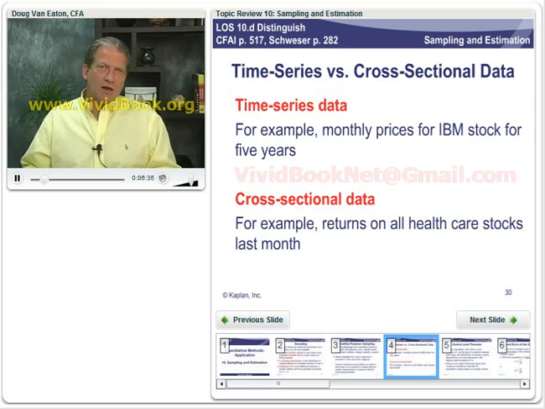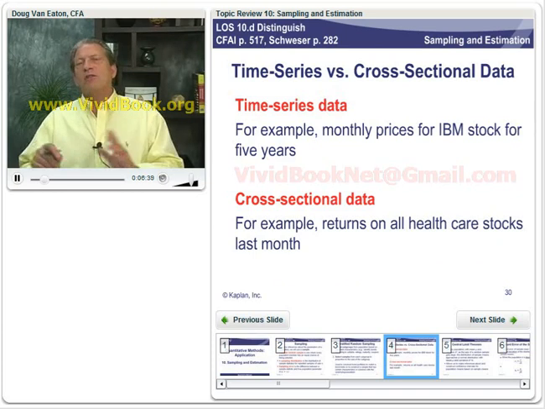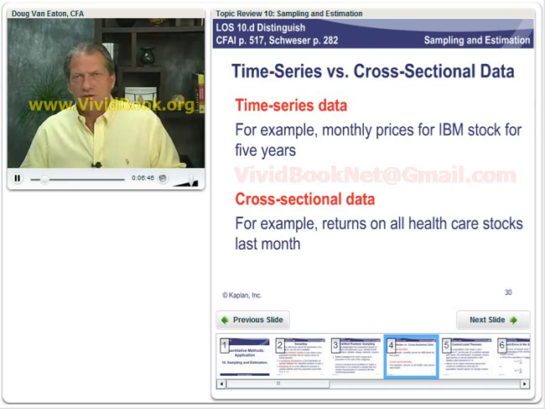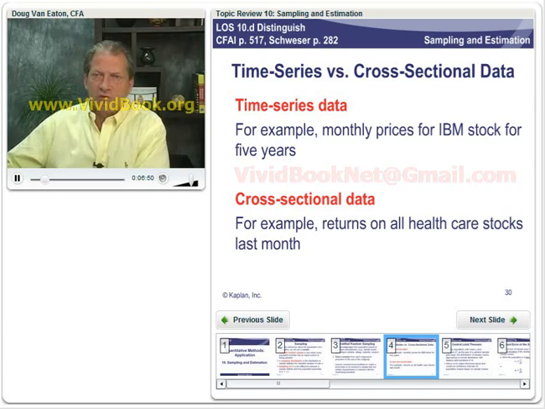And sometimes we pool these data. If we had monthly prices for the last 5 years for IBM and all other similar technology stocks, then we'd have both time series and cross-sectional data.